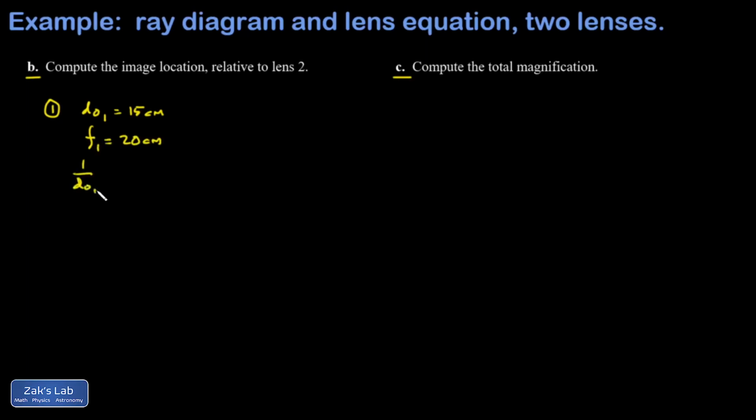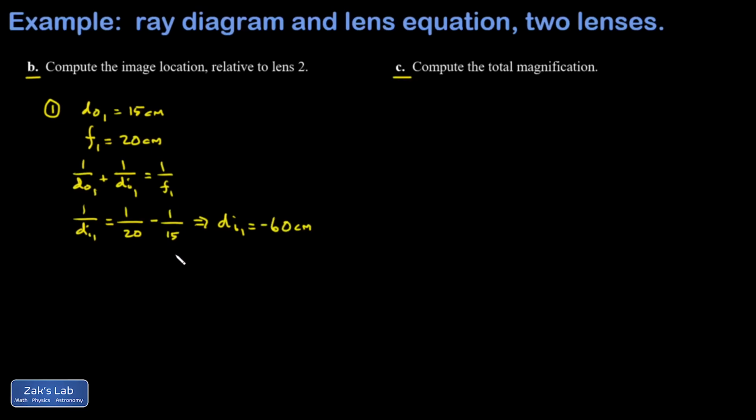So I used the thin lens equation, and I solved for 1 over the image distance for that first lens. That's going to be 1 over the focal length for that lens minus 1 over the object distance. And you can do this all at once in a calculator. You do 1 over 20 minus 1 over 15, and then take 1 over that answer. And when I run the numbers, I get an image distance of negative 60 centimeters.